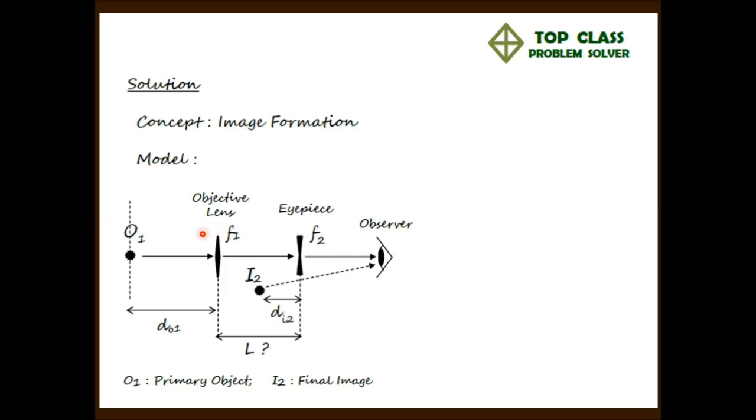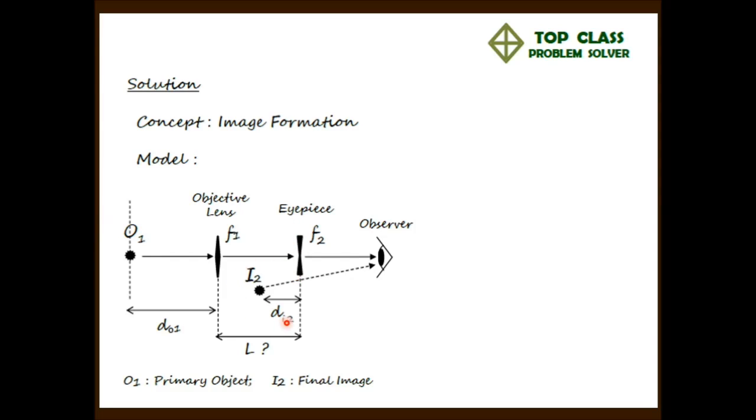In this problem, the objective lens is a convex or converging lens. We will call its focal length f1. The eyepiece is a concave or diverging lens, and we will call its focal length f2.